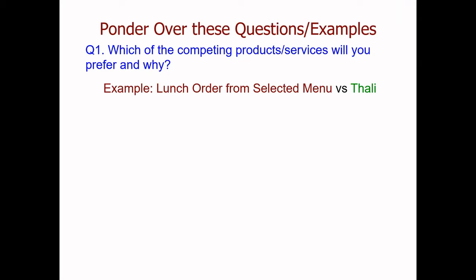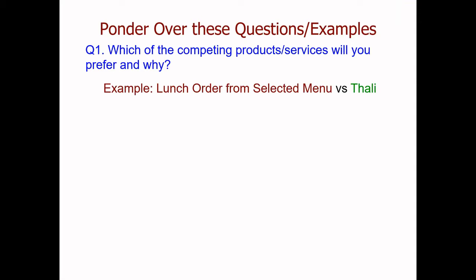Sir, I'll order from the menu because it will give me variety. So one is the variety you will get. Yes, sir, because of the variety, I'll go there. Variety of the food, right? The taste. Okay. Anybody else?